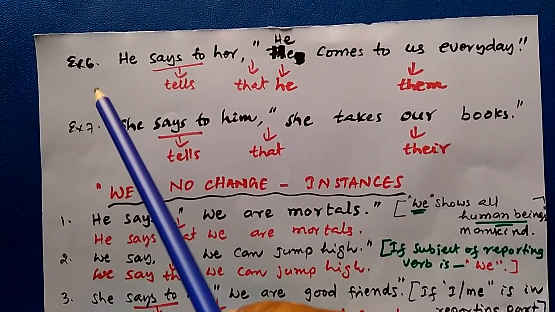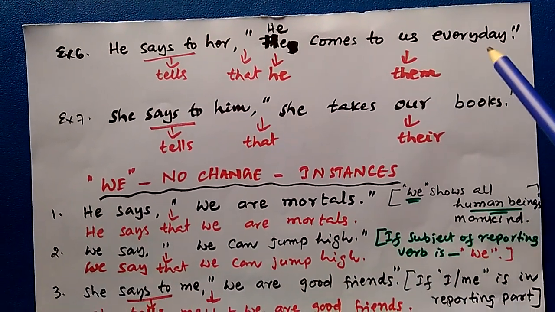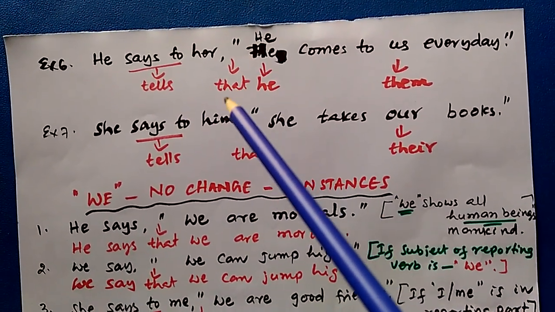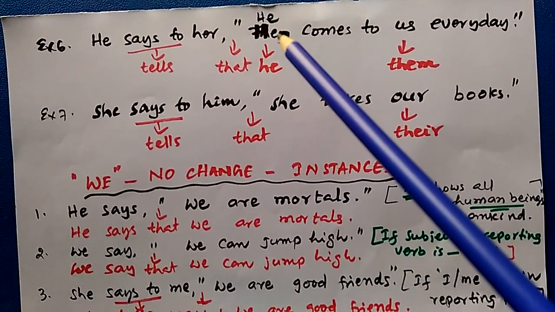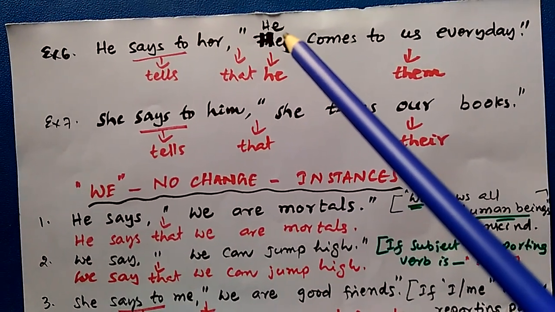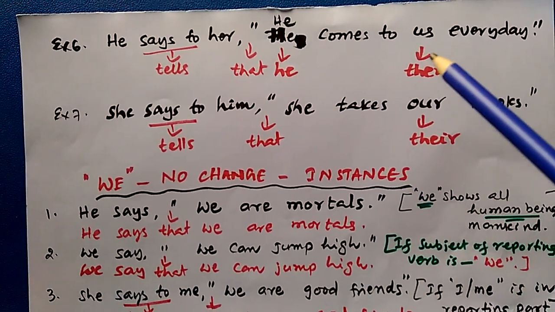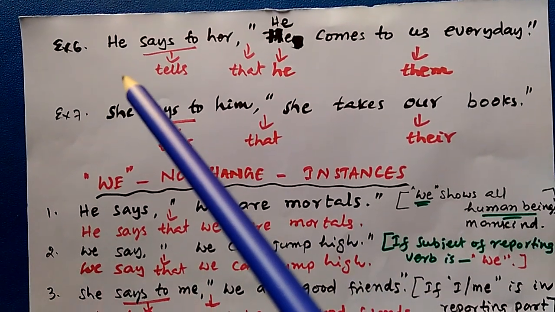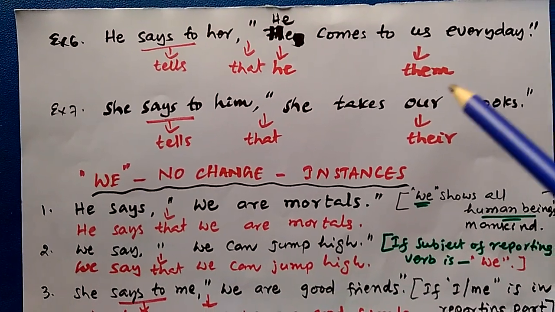Look at example number 6. He says to her, "He comes to us every day." Here says to becomes tells, inverted comma becomes that, and he becomes he, because for third person singulars and third person plurals, there is no change in indirect speech. And us becomes them. Then we get the answer: he tells her that he comes to them every day.